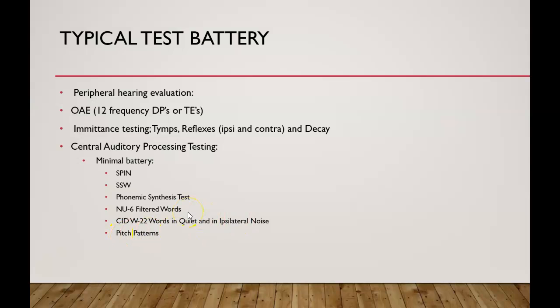So that's a minimal battery, so you really need to test every area of auditory processing so that you can make a judgment about whether a person has an auditory processing disorder.